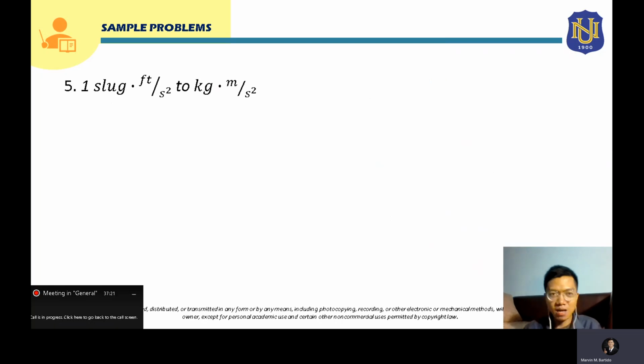For the last example, this is from 1 slug feet per second squared to kilogram meter per second squared. So this is actually the unit for force, right? Slug feet per second squared is a pound, and kilogram meter per second squared is actually Newton. We know that for every 1 pound, there is 4.448 Newtons. So we're going to confirm if that is true. Let's convert this unit to this unit.